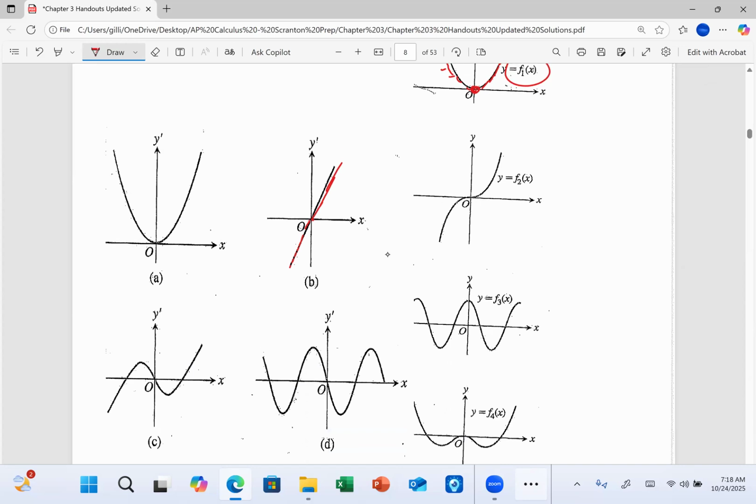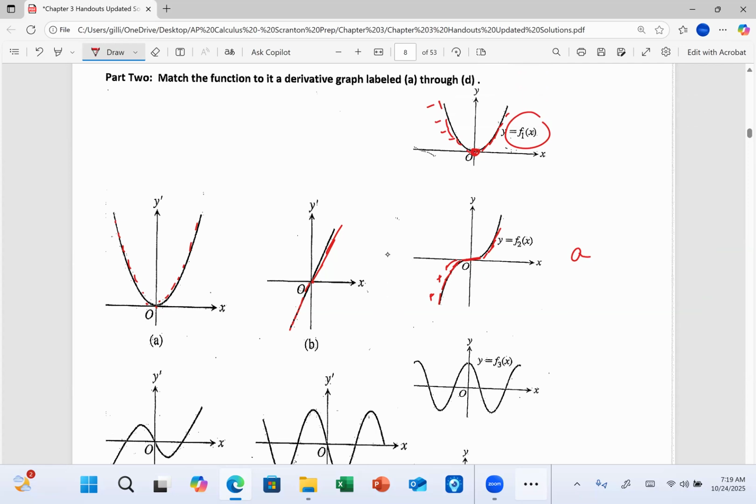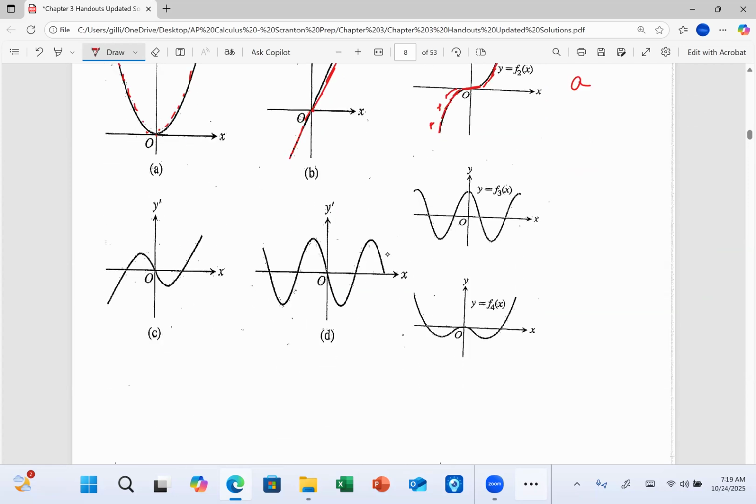Here in number 2, I have a horizontal tangent here. My slopes are always all positive, but they get less positive, which would be here. And then they resume getting more and more positive. So to me, this would be A, and this seems to be B so far. And then this looks like a cosine graph to me, and its derivative is going to be negative sine. I could see that already.